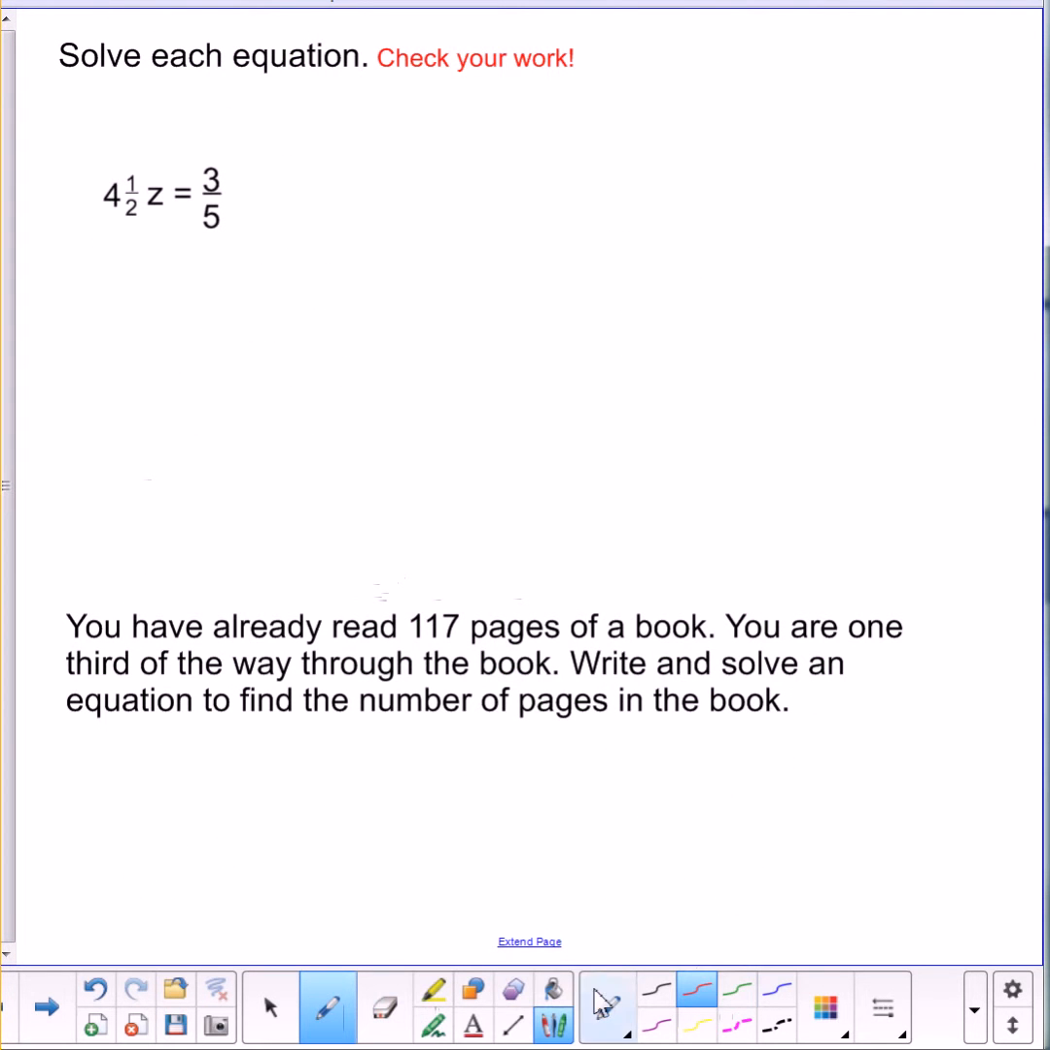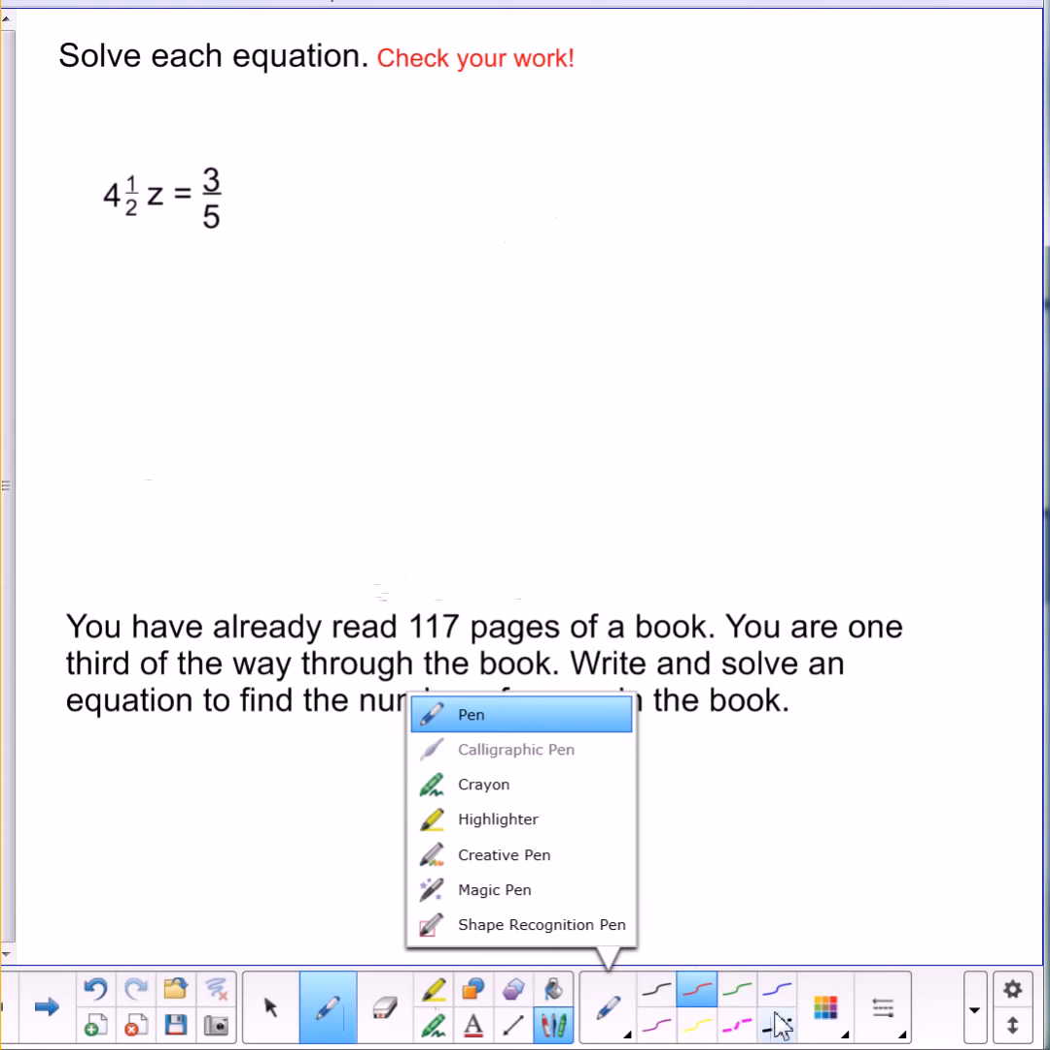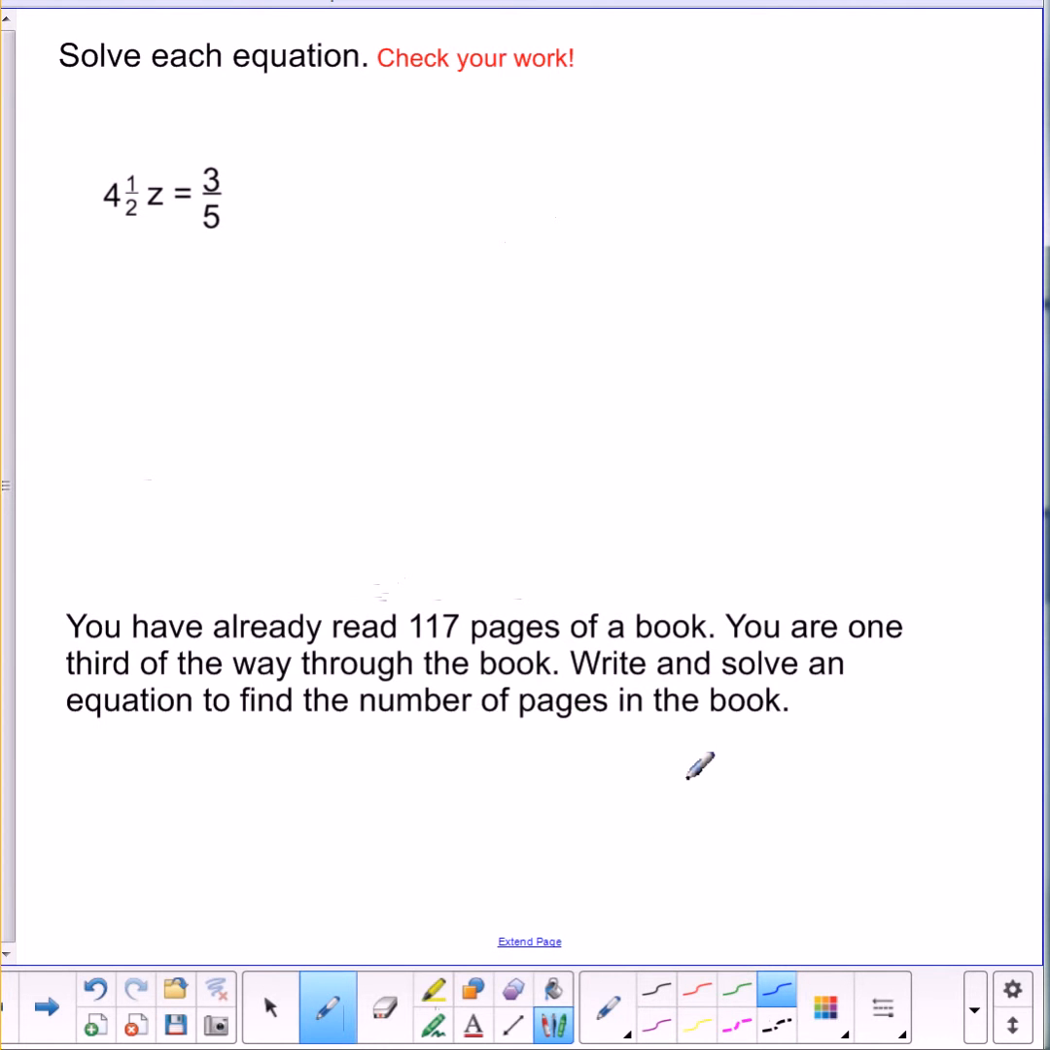In this example, 4 and 1/2 z equals 3/5, you can see we have 2 fractions to deal with, a mixed number on the left side and a simple fraction on the right side. What I'm going to recommend is that you turn any mixed number into an improper fraction. So 4 times 2, if you remember this, plus the 1 gives you the numerator. 4 times 2 is 8, plus 1 is 9. So this gives you 9/2 z equals 3/5.